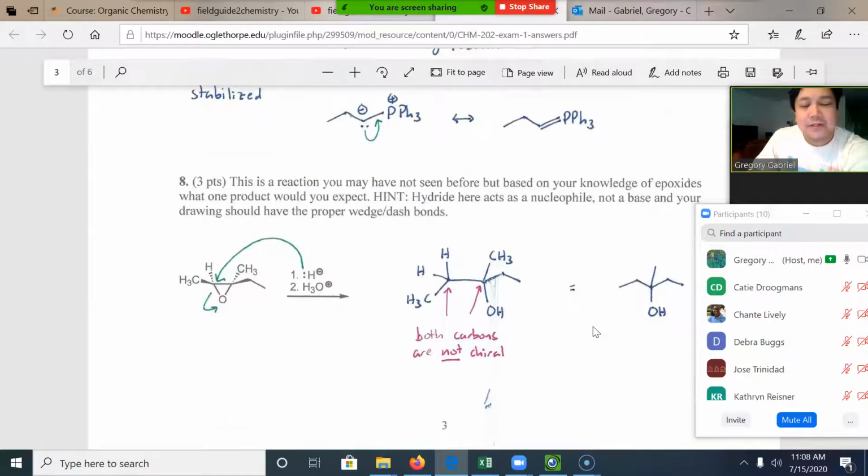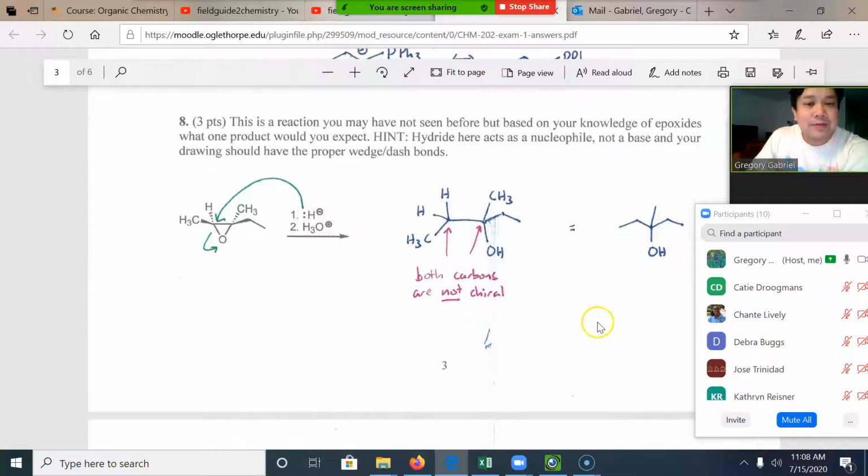This one also was sort of use what you know, or apply what you know. I was very happy that many people added a second H to this carbon, the left substituted carbon. But it was a little bit weird that there was an OH here for a lot of you. The OH is only on the right carbon because this bond gets broken. It's basically a ring opening, right? And we get an OH on this carbon.